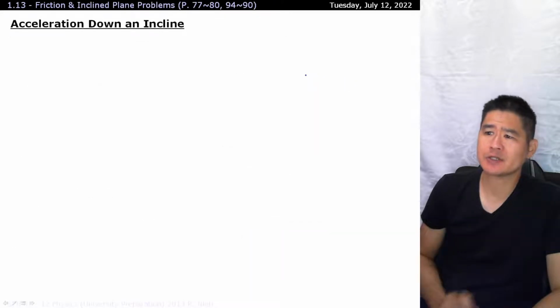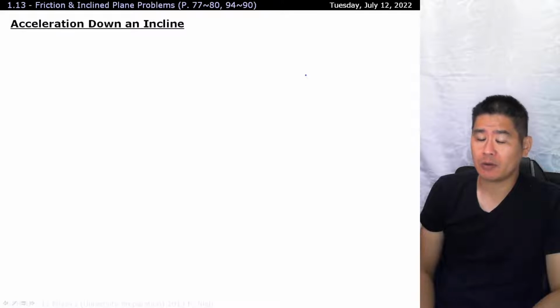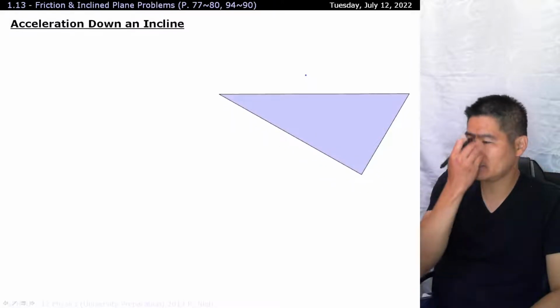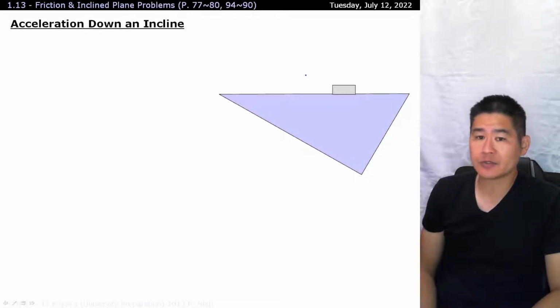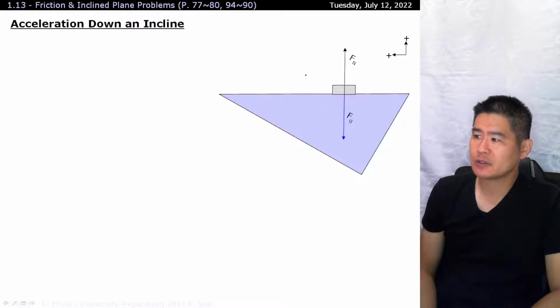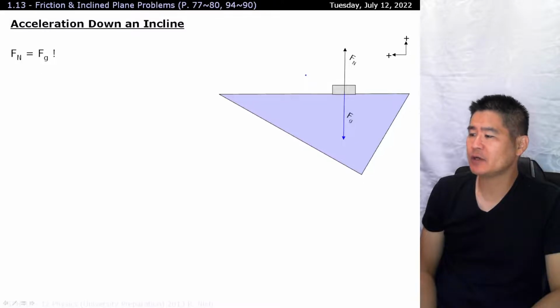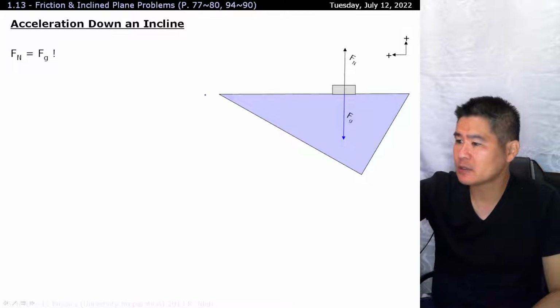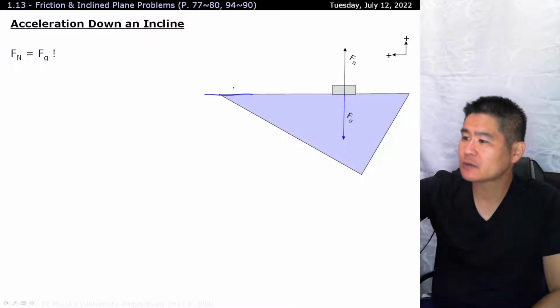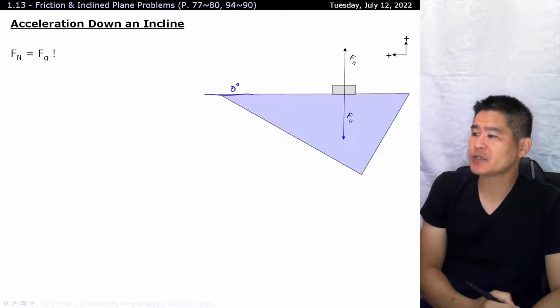Part B of today's lesson is how do we deal with inclines? Here's an example of an object that's on a level surface, but if we tilt the surface, then other wacky things will happen. In this setup over here, the reason why the object remains stationary when the ground is nice and level at 0 degrees is because the normal force balances out with the force of gravity.